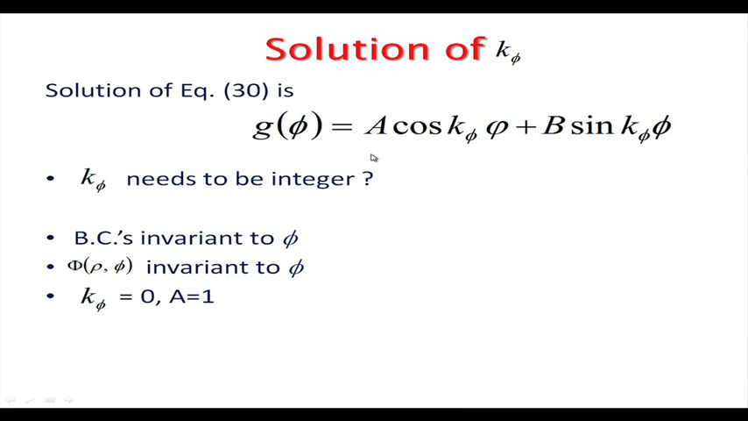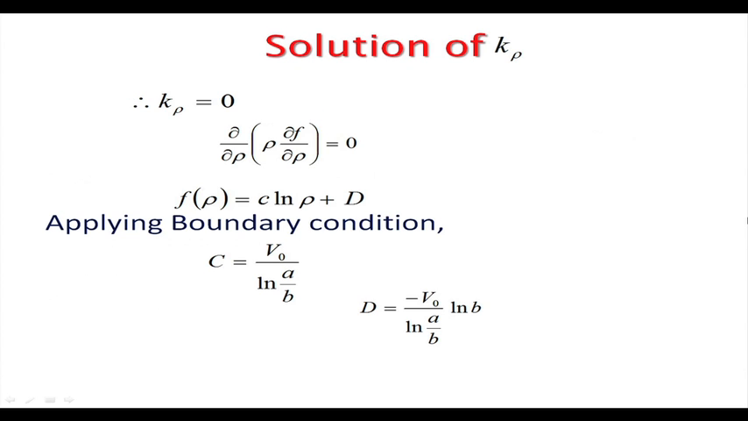Now, how is that possible? A potential function invariant to phi is not possible, because it is a cos and sine function. The only way it can go there is if k phi becomes 0. If k phi becomes 0, then cos of this will be a. So, a should be equal to 1, and sine k phi, if it is 0, then whatever may be the value of b, this whole thing will be 0. So, the solution is that a is equal to 1, k phi is equal to 0.